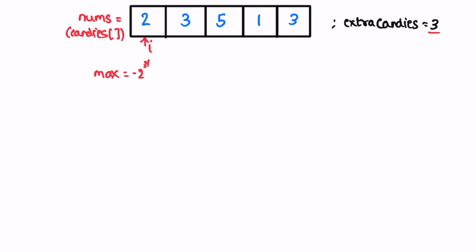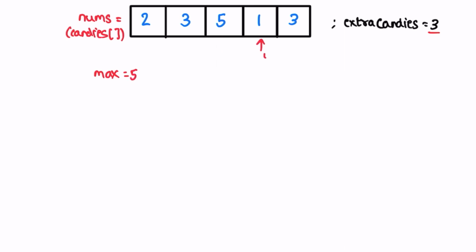i is equal to 2. We compare if the current element 2 is greater than max. 2 is greater than minus 2 power 31. So update max with the current element. Current element is 2, so max is 2, and increment i. i is now pointing at 3. Check if 3 is greater than 2. Yes, 3 is greater, so update max. So max is 3 now. i is pointing at 5 now. Now check if 5 is greater than max. 5 is greater than 3, so update max. Max is now 5.